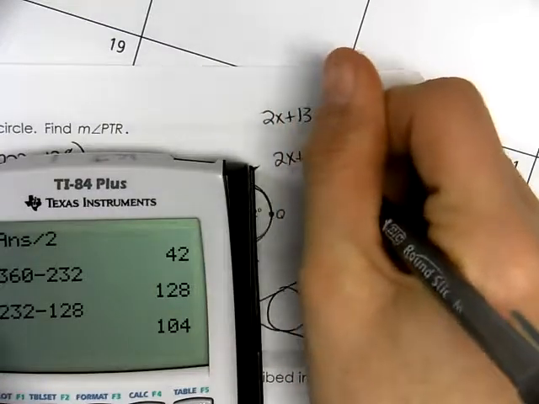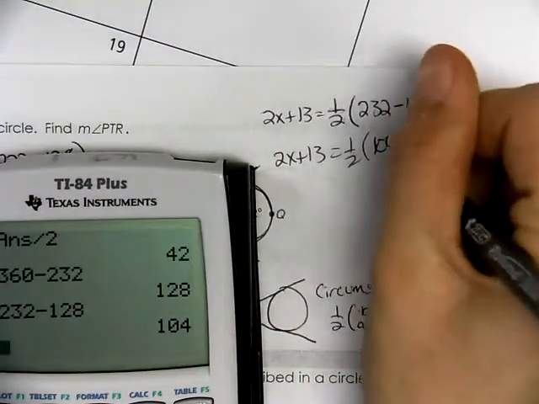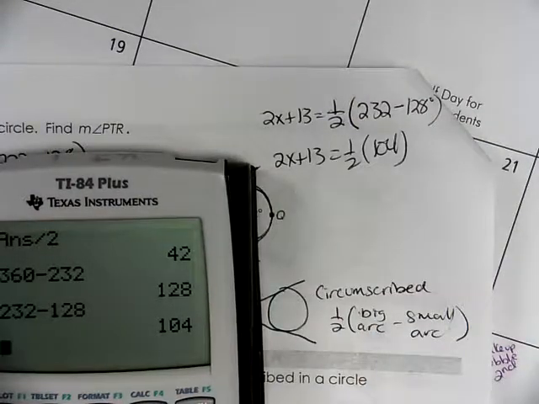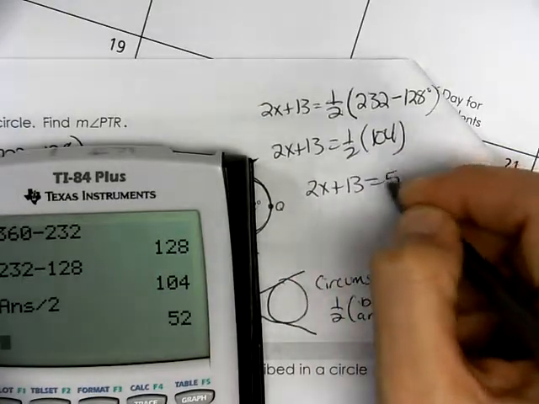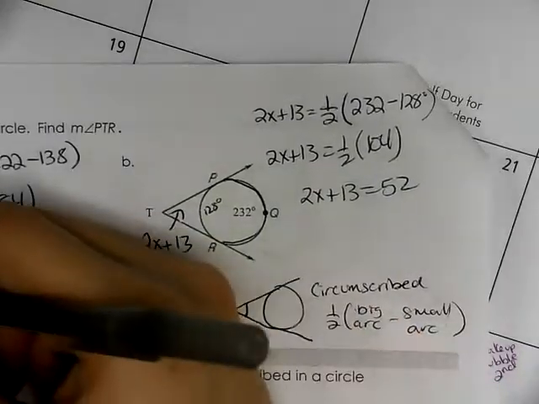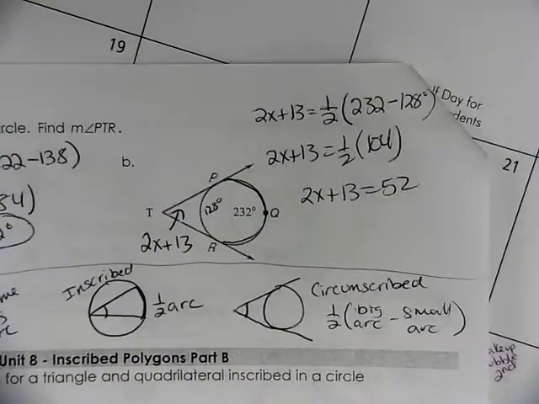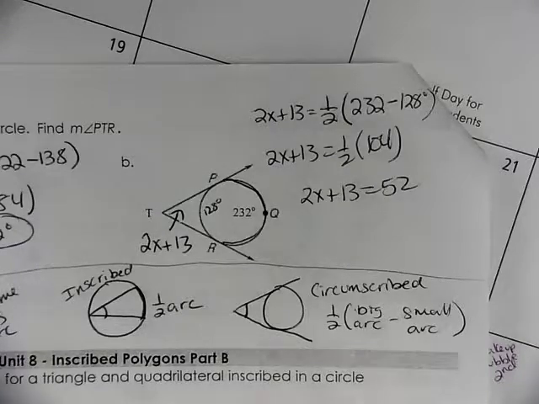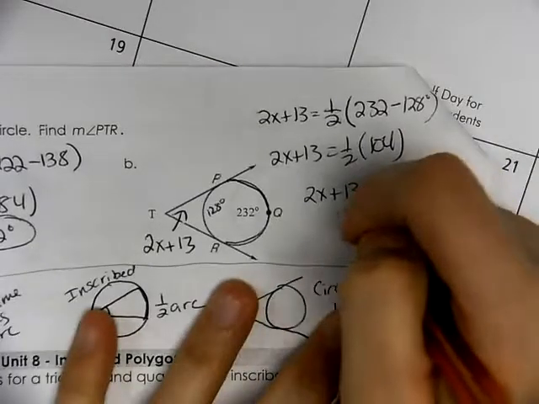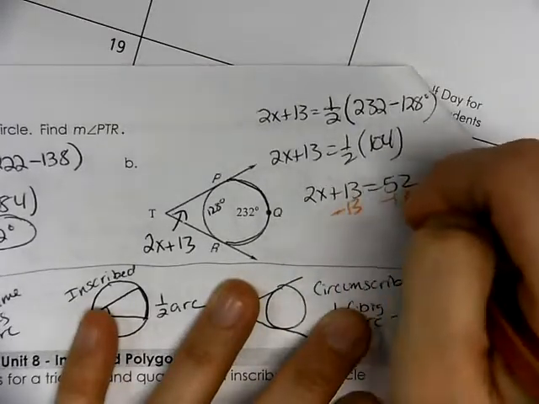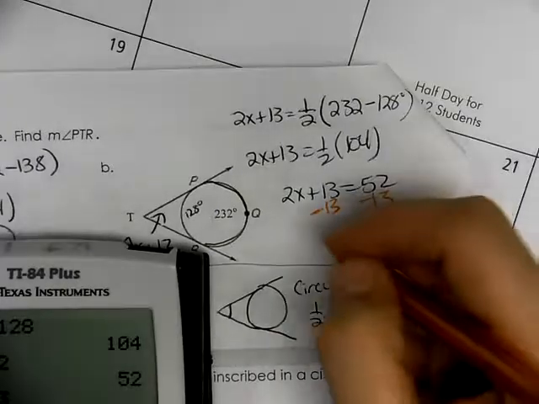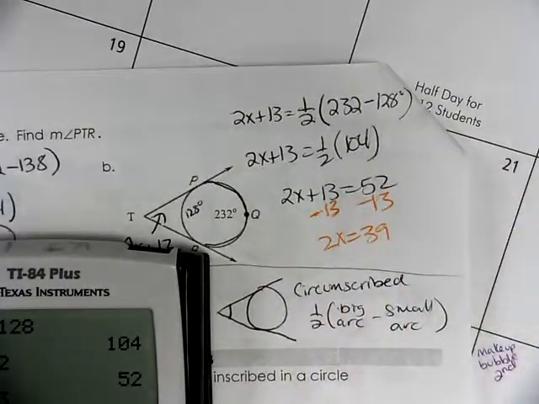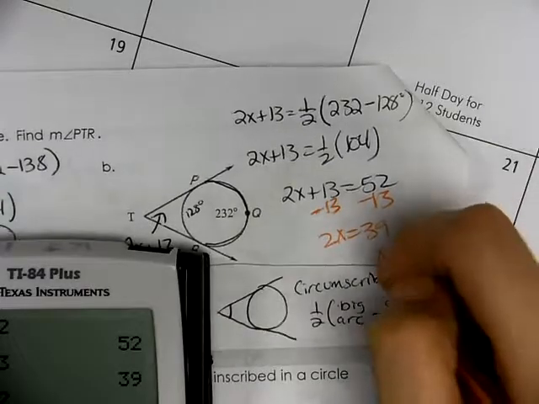So 2x plus 13 is half of 104. I'm going to divide 104 by 2. So 2x plus 13 is equal to 52. Now I've got to solve that using algebra. So what should I do first? Subtract 13. So 2x equals 39. So x is 19.5.